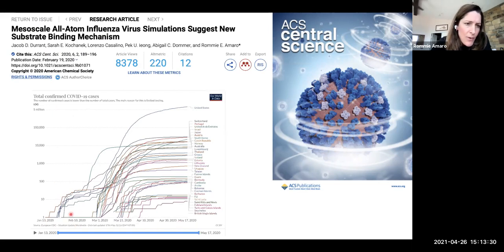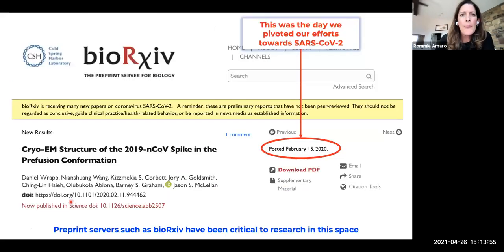In mid-February, you can see that the total number of cases in the United States was still very low. I think we had maybe less than a dozen known cases at that time, but we knew that the virus had already escaped mainland China, and it was looking very grim in the Lombardy region of Italy. And so this was when we started thinking, hey, we need to maybe do something with this virus.